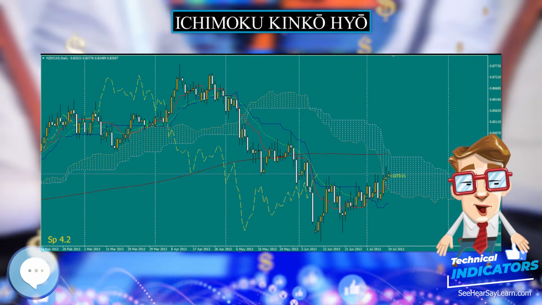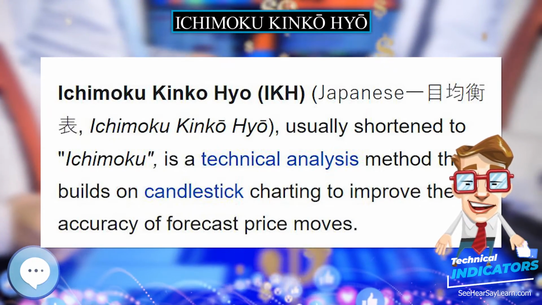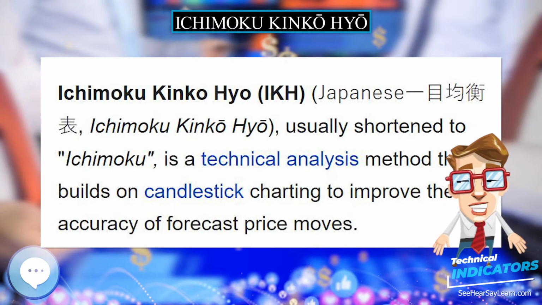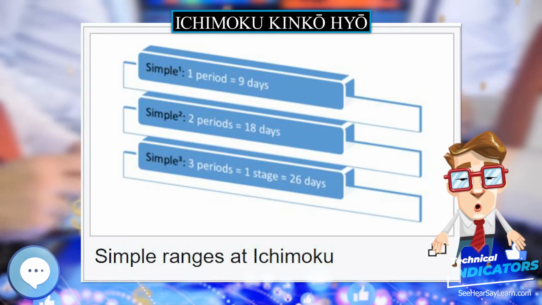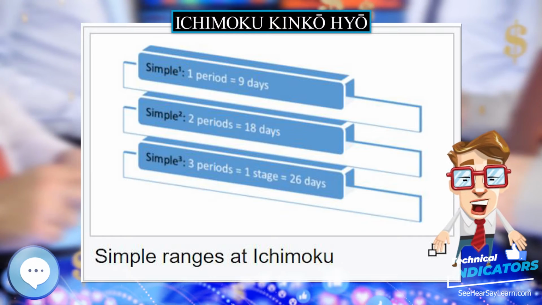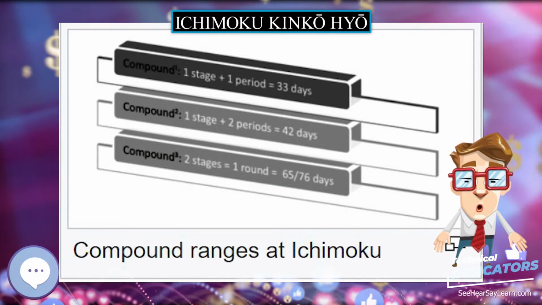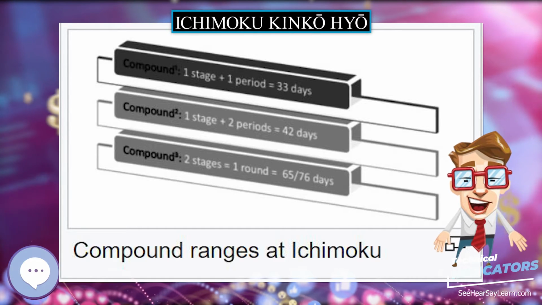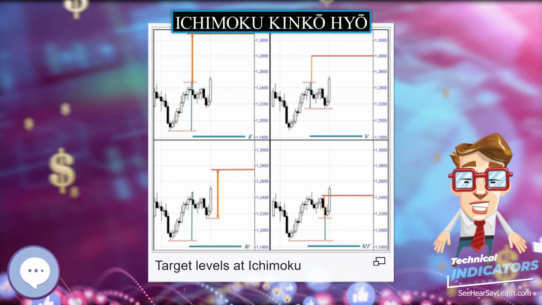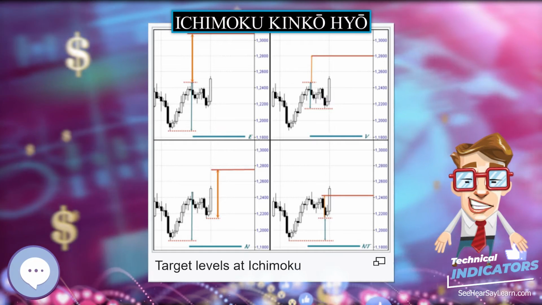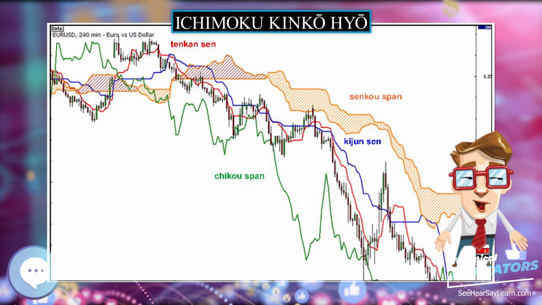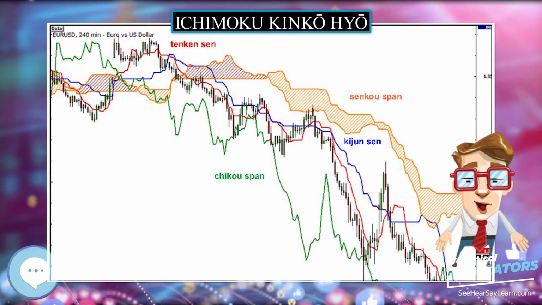Ichimoku Kinkō Hyō translates to one-glance equilibrium chart or instant look at the balance chart and is sometimes referred to as one-glance cloud chart based on the unique clouds that feature in Ichimoku charting. Ichimoku is a moving average-based trend identification system, and because it contains more data points than standard candlestick charts, it provides a clearer picture of potential price action.